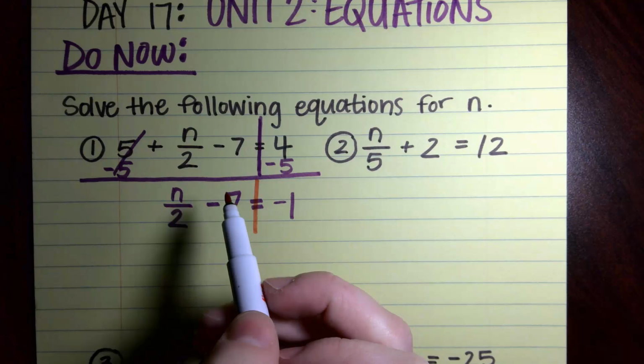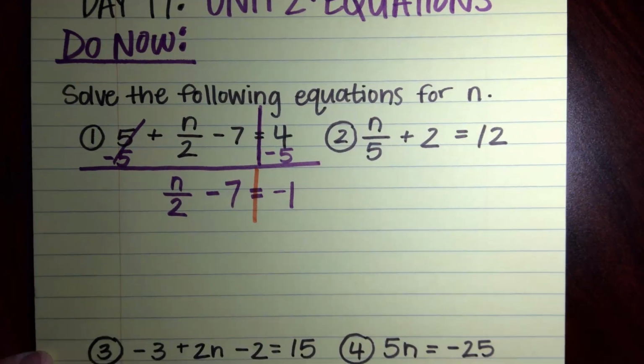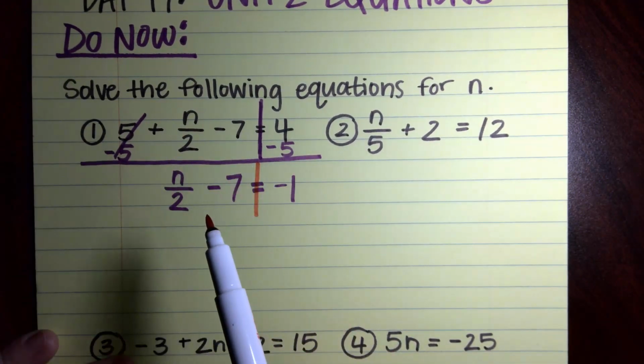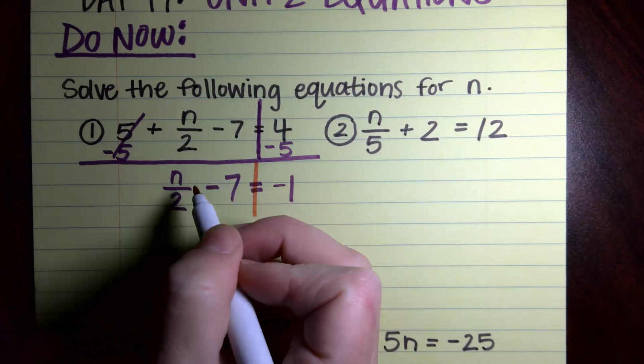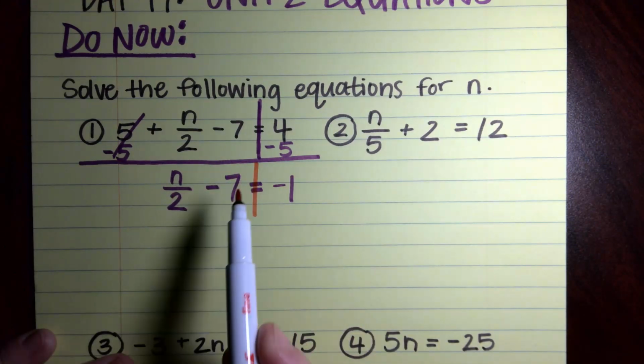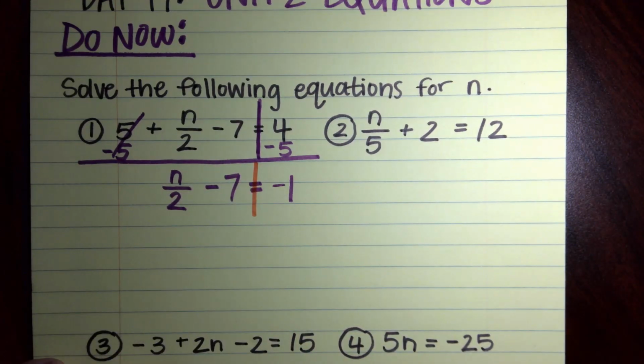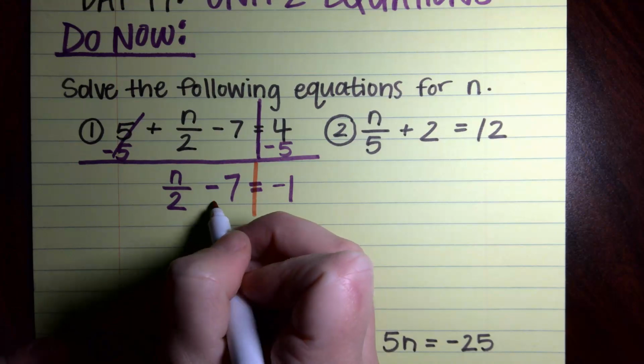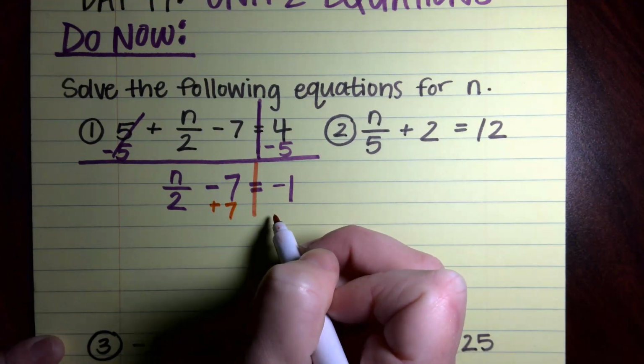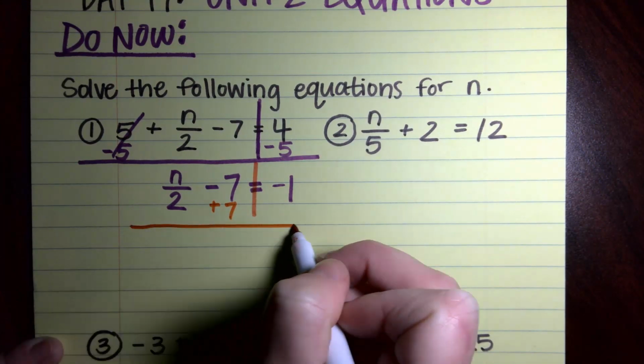Yes, because we're using the inverse order of operations. When we solve an equation, we're working backwards. So if I want to get rid of this minus 7, what do I need to do? I need to add it. I need to do the opposite. Anytime we're solving equations, we're always doing the opposite.